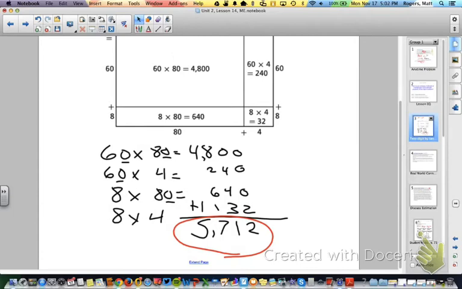I also can write my answers down below, similar to the place value method, with 60 times 80, 60 times 4, 8 times 80, 8 times 4. That gives me our four partial products. When I add them up, I get a total amount.